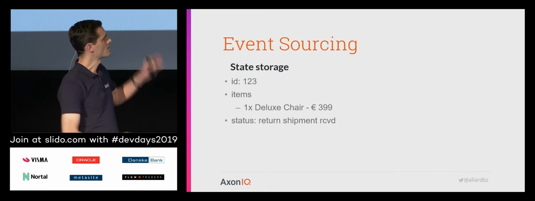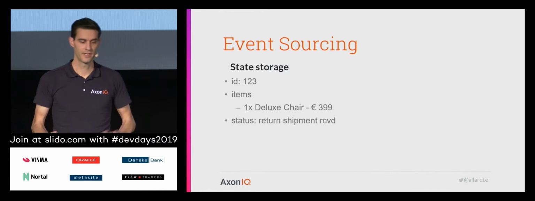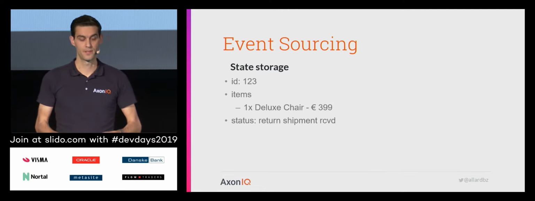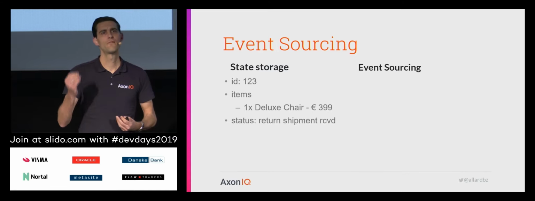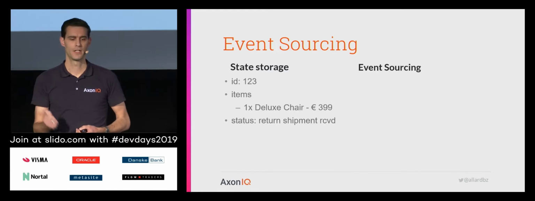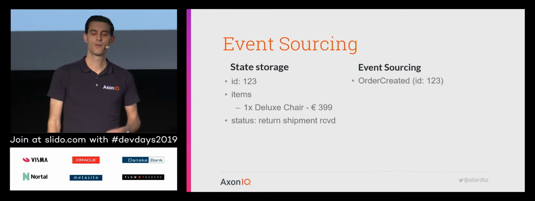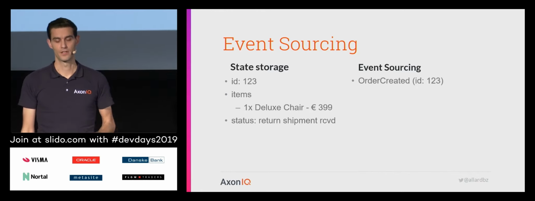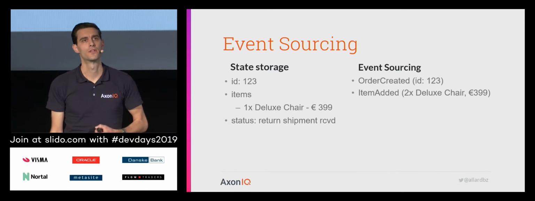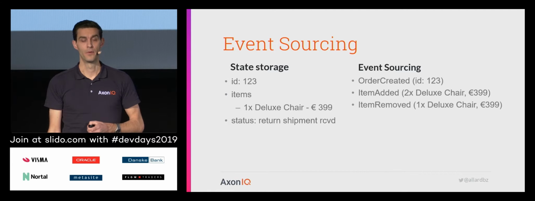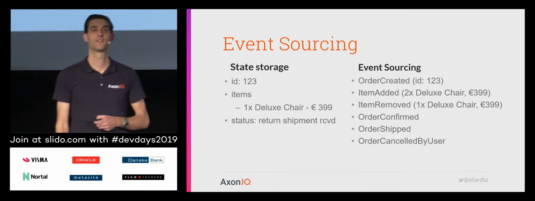So instead of just saying I've got a shipment with ID 123 that has one luxury chair in it for almost 400 euros that has been returned, you could say, well, let's event source this. Let's store everything that happened to this order instead of just storing the current state. So what we store is at some point we have created this order and it was assigned a certain identifier. We added 2 items to that order. Then we removed 1 item. Then the order was confirmed. Then it was shipped. Then it was cancelled by the user.